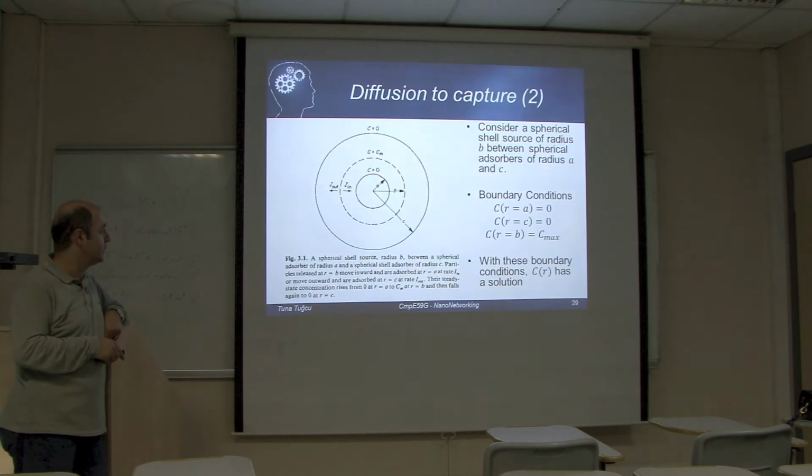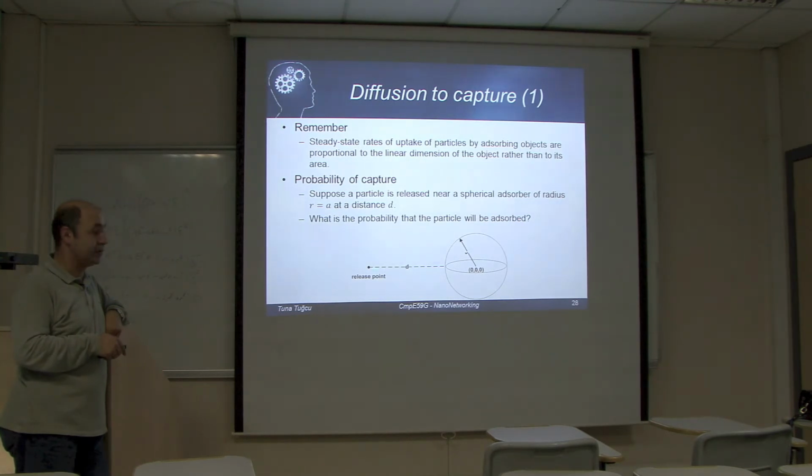What's A over B? A is the radius of the receiver. B is the distance of the receiver point from the center of the receiver. Okay, so I can write B as R plus D. Remember, it was A, here it is R, over B, which is R plus D. So you can say it's A over B, or you can say it is R over R plus D.